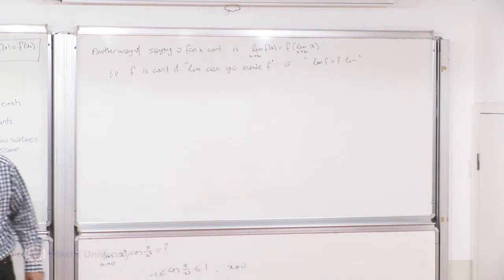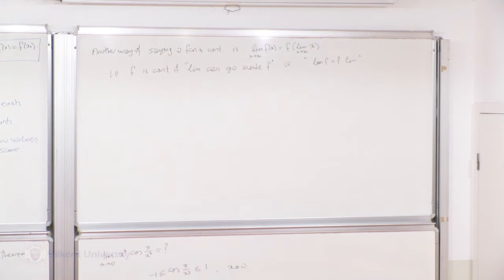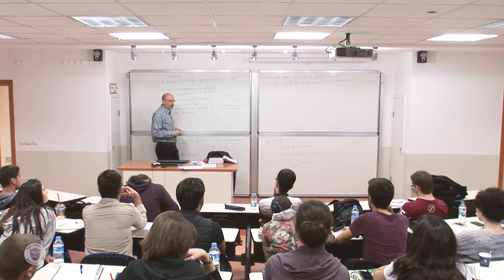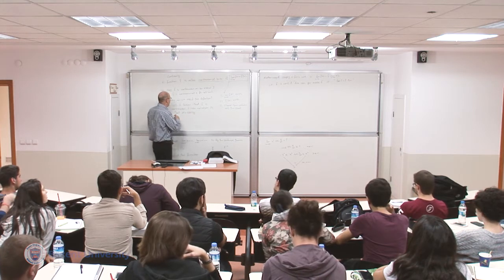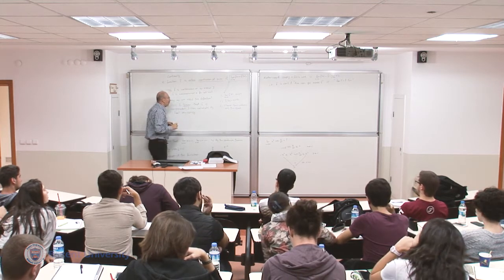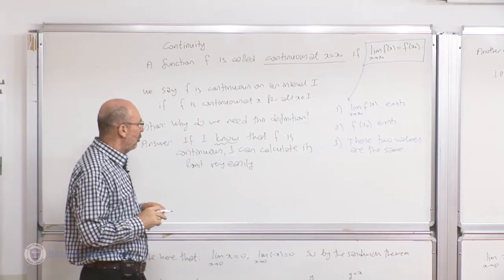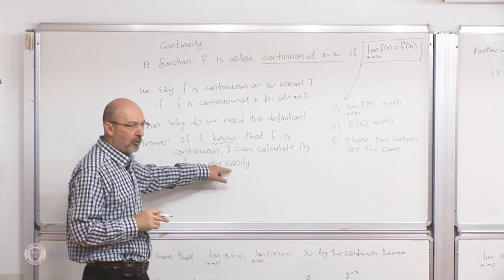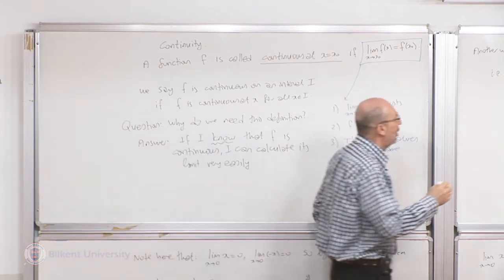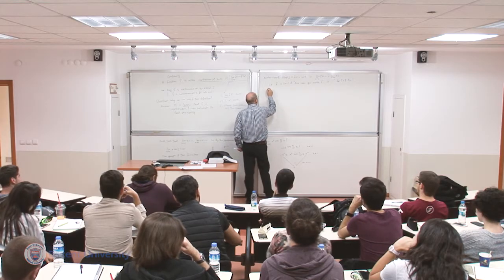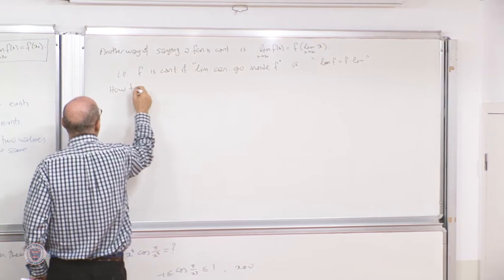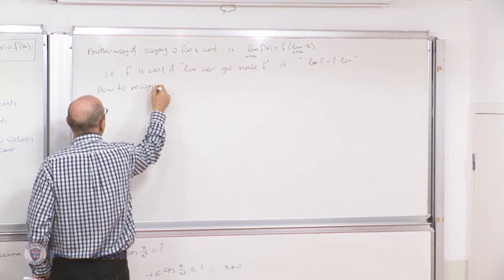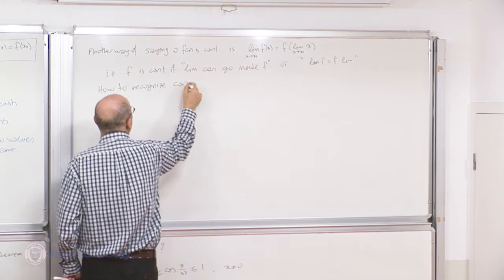Okay, so the next question is, how do we recognize continuous functions? So I can know a function is continuous without calculating its limit, so that I can use that to calculate limits. Okay, so how to recognize continuous functions?